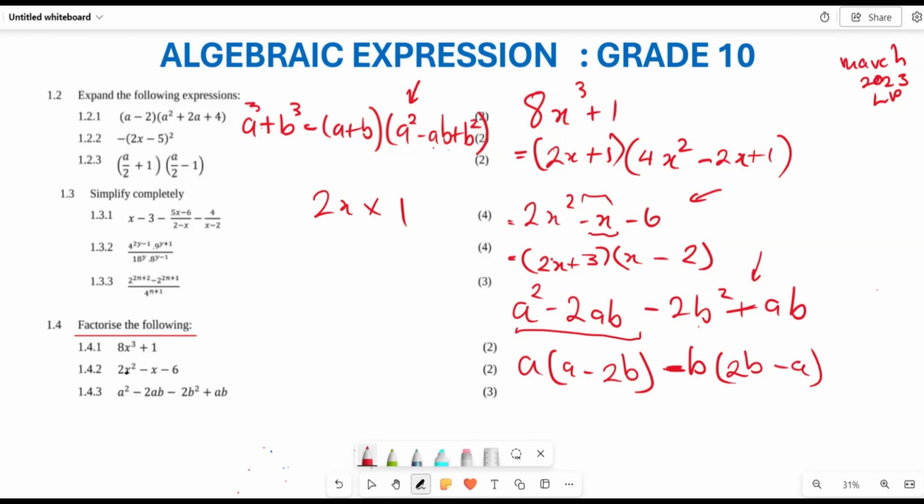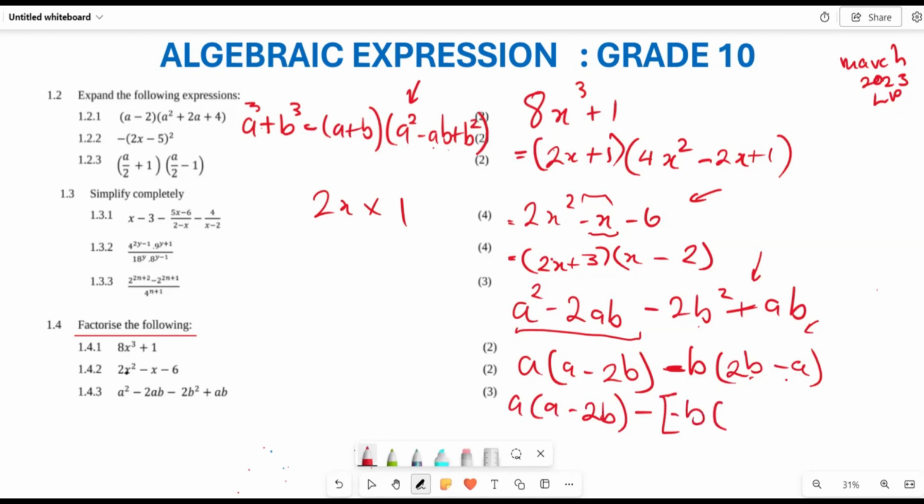And now from here, what can I do? I want to change this bracket so that it looks the same as my first bracket. So I want to swap the 2b and the a, and for me to do that, I need to take out another negative as a common factor. So this is the same as a into a subtract 2b. Now, if I take out the common factor between these, this is negative b.